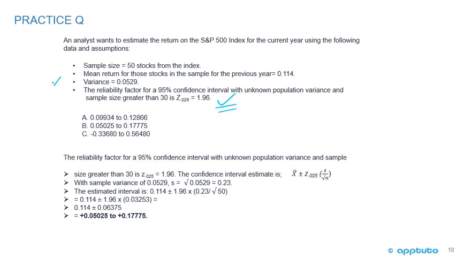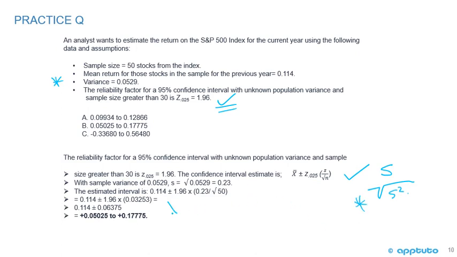But you see here they gave us the variance, 0.0529. So when we have to calculate the standard error of the estimate, remember the numerator is using the standard deviation, so we need to take the square root of the variance. And that's just the one little trick to be careful.